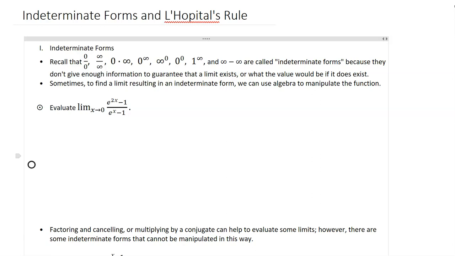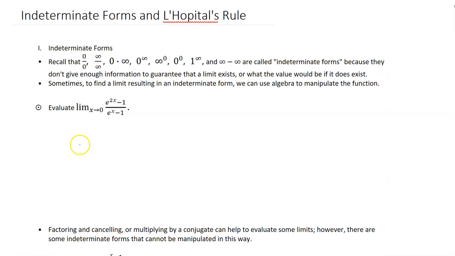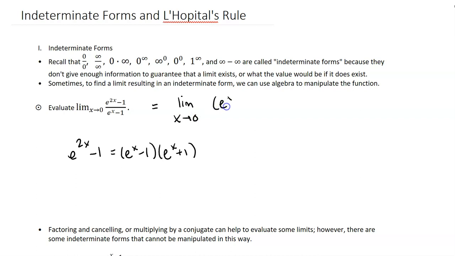So we have to have some way to make this indeterminate form become a form that we can evaluate. So the way that I would handle this one without using any special rules is what we've done in the past. I would factor this. So e to the 2x minus 1 factors to be e to the x minus 1 times e to the x plus 1. So I would rewrite this as the limit as x approaches 0 of e to the x minus 1 times e to the x plus 1 all over e to the x minus 1. And then I'd cancel those.